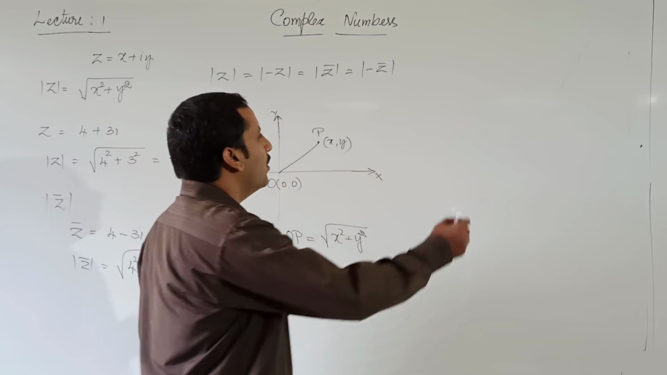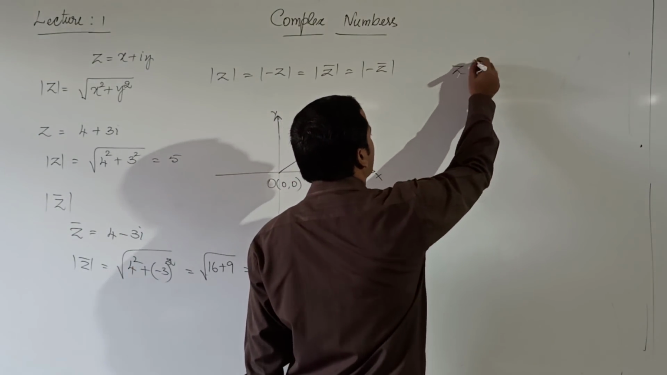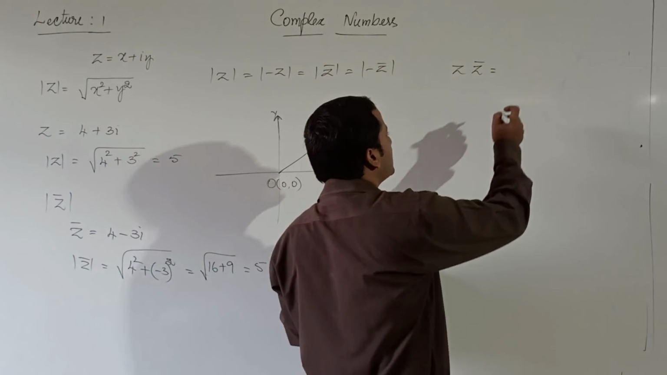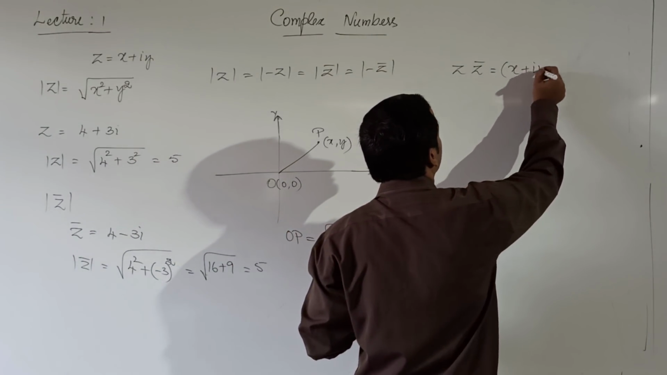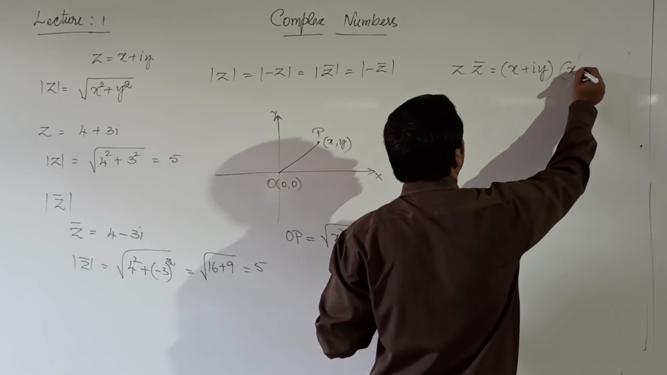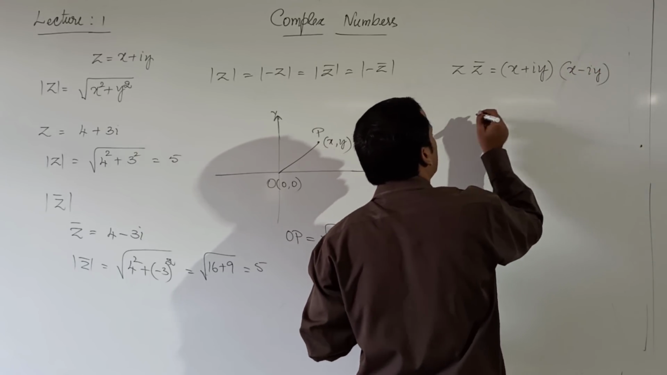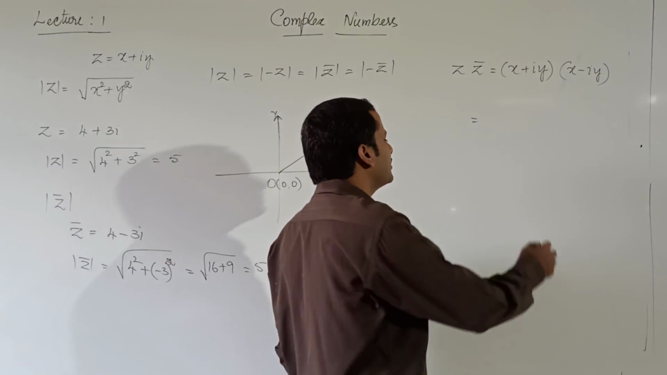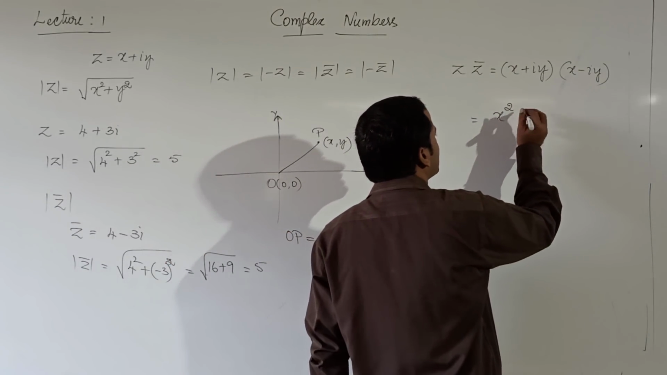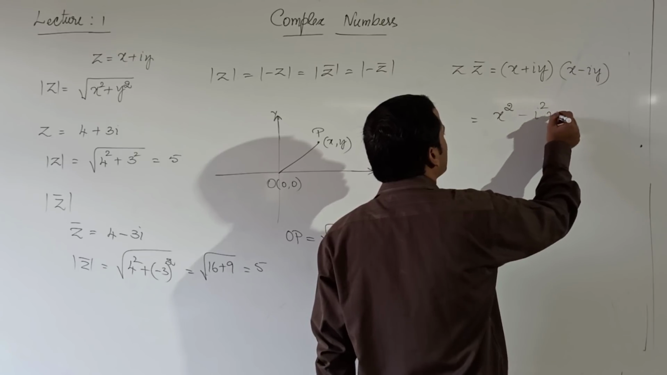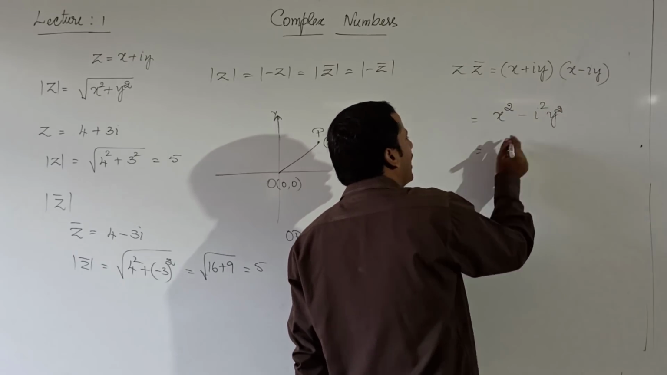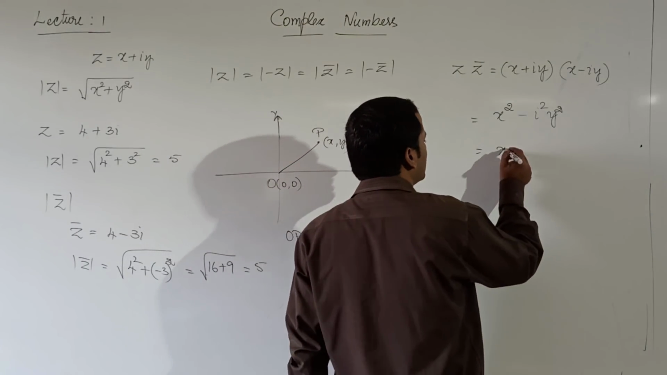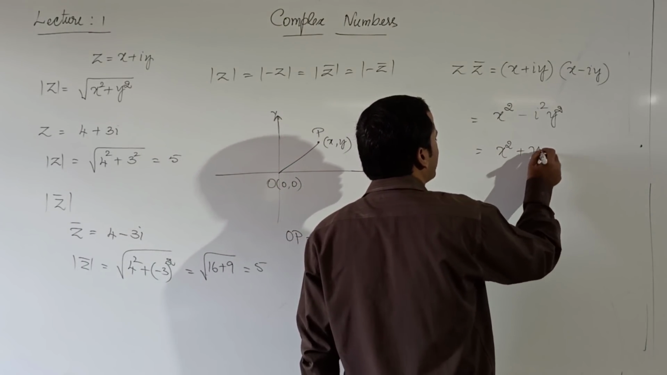Okay. Then, what is z into z bar? z into z bar. z is equal to x plus iy. z bar is x minus iy. You multiply this. It looks like (a plus b)(a minus b), which is equal to a square minus b square. So you get x square minus i square y square. i square is minus 1. Minus i square will become plus 1. So this is equal to x square plus y square.